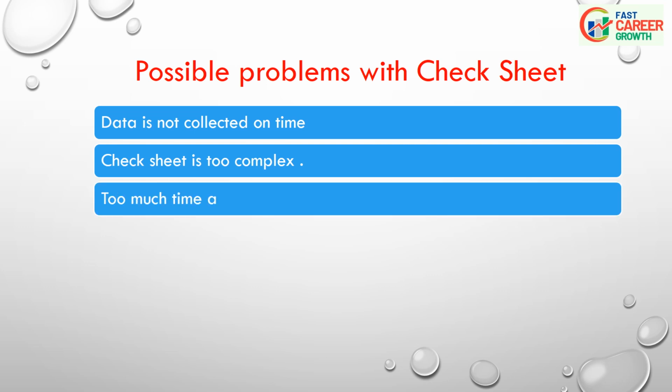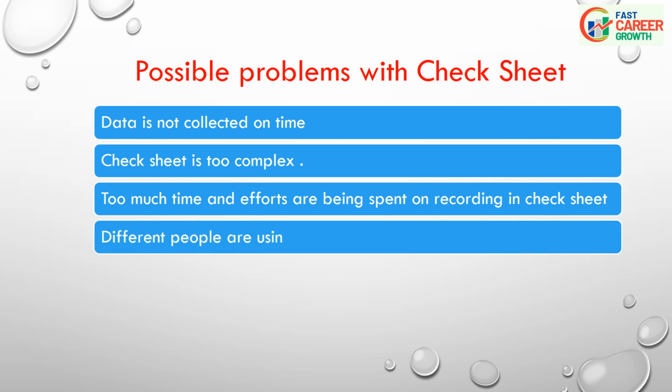Too much time and effort is being spent on recording in check sheet. If data collectors find that using the check sheet consumes too much time and effort, they may become less motivated to collect data consistently. It's important to strike a balance between collecting valuable data and not overburdening the collectors. Simplify the data collection process, provide training to improve efficiency, and regularly assess whether the time and effort invested are justified by the insights gained.